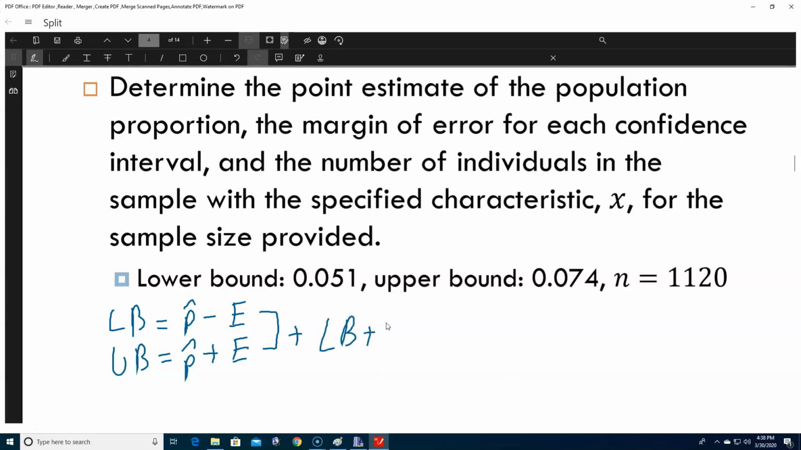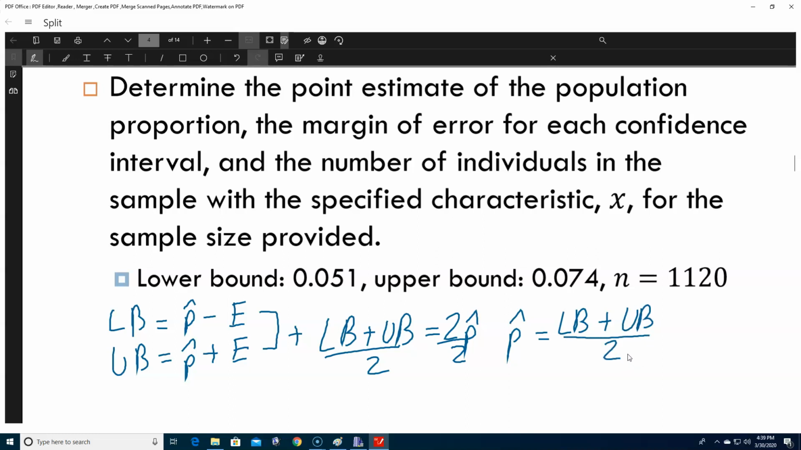on my left side, p hat plus p hat, which gives me 2p hat, and then negative e and positive e cancel out, so no e, no margin of error. So to get p hat by itself, I would divide by 2 on both sides, and that would give me p hat. So p hat is equal to your lower bound plus your upper bound divided by 2.